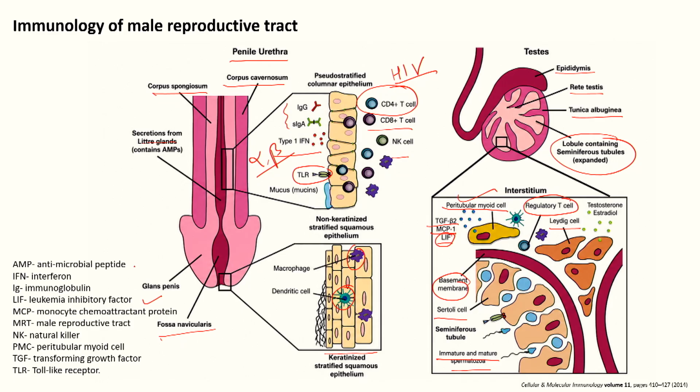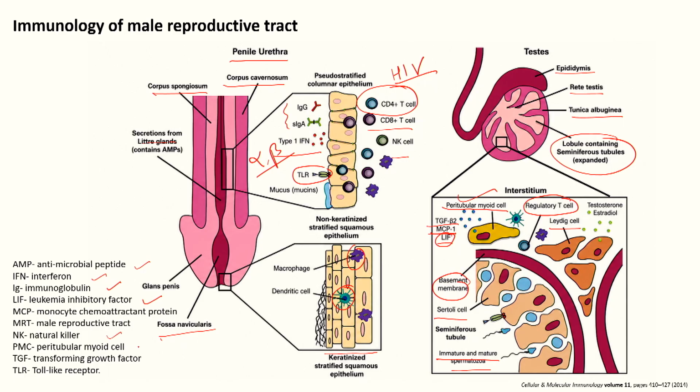So these are some of the things listed by name. AMPs, which are antimicrobial peptides, are secreted in multiple places in the male reproductive system. Interferon, immunoglobulins, and monocyte chemoattractant protein, this is MCP1, which can attract the monocyte so that it can start phagocytosis. Monocyte is a phagocytic cell. So these are proteins which attract the monocyte towards the site in order to do phagocytosis.